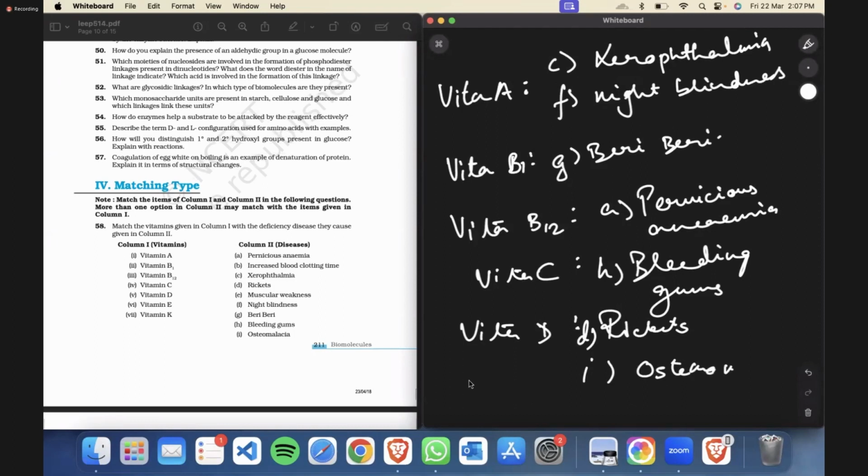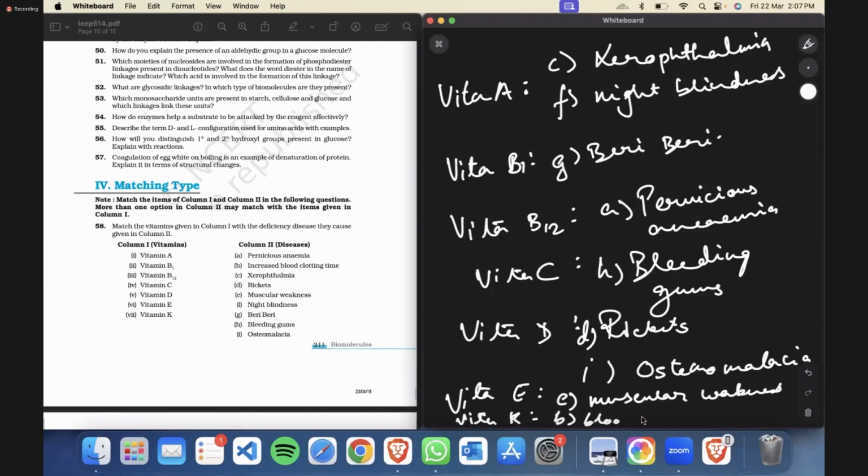Vitamin D, then vitamin E. Vitamin E causes muscular weakness. And last, vitamin K. What will vitamin K cause? Increased blood clotting time.